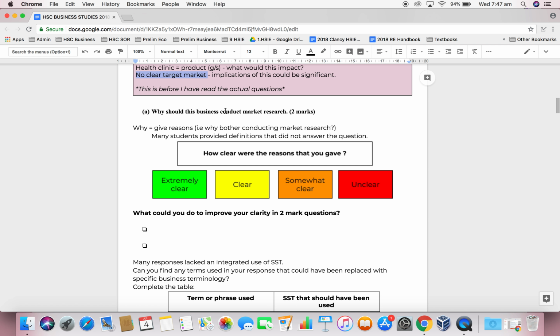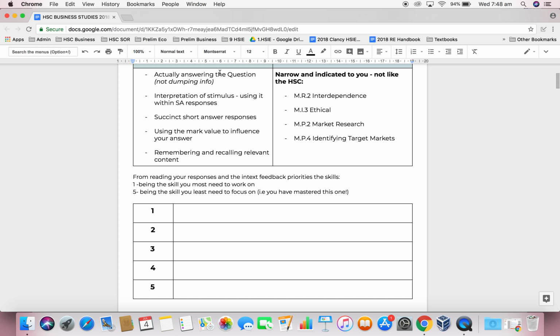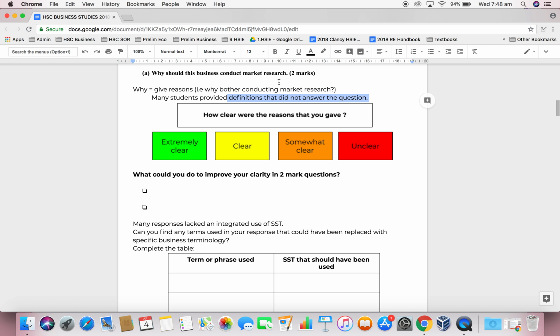The first question was, why should this business conduct market research? Why is to give reasons, or as I like to say, why bother? Why bother doing it? So many students provided definitions, and that's that skill that I was talking about of actually answering the question, not just dumping information. I didn't want a definition of market research. I wanted to know why you should use it.